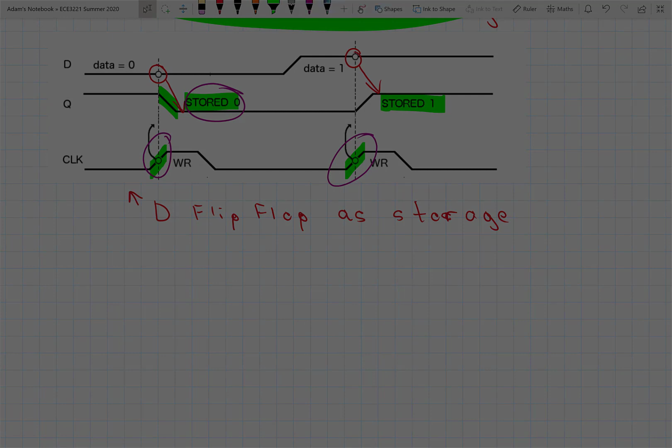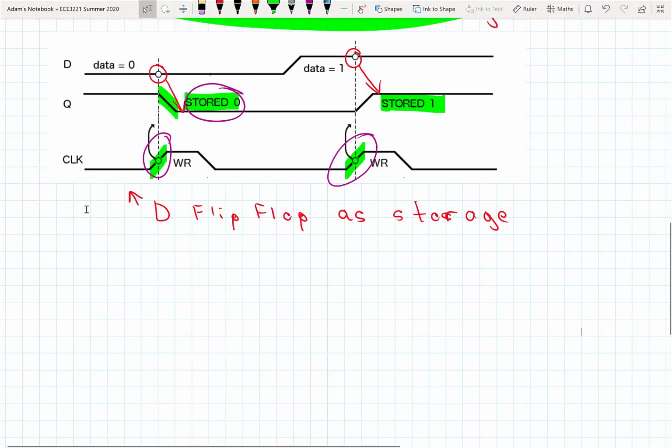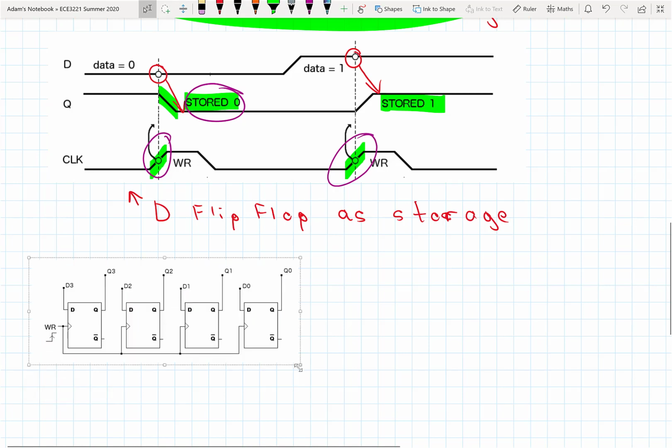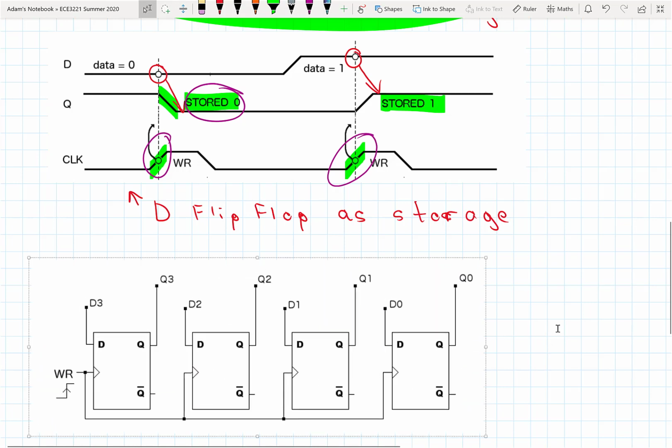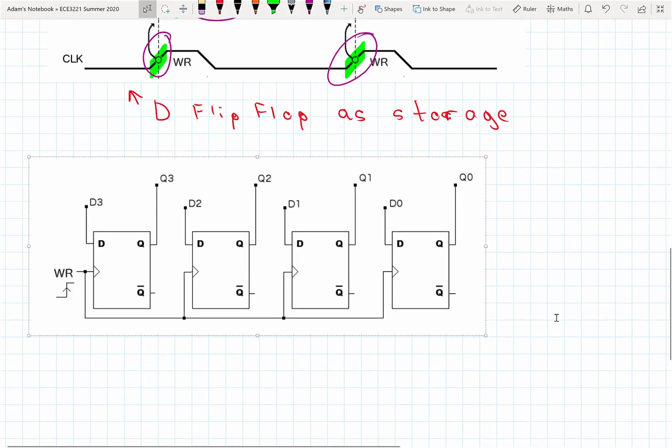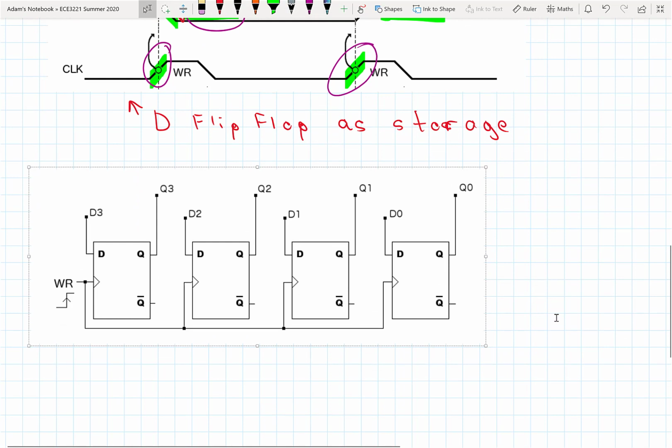So it's very easy to extend that. If I grab figure 1.22 from the notes here, here's an example of a D flip-flop being used as multi-bit storage. All we've done in this case is use 4 individual flip-flops. I could number them if you wanted here.